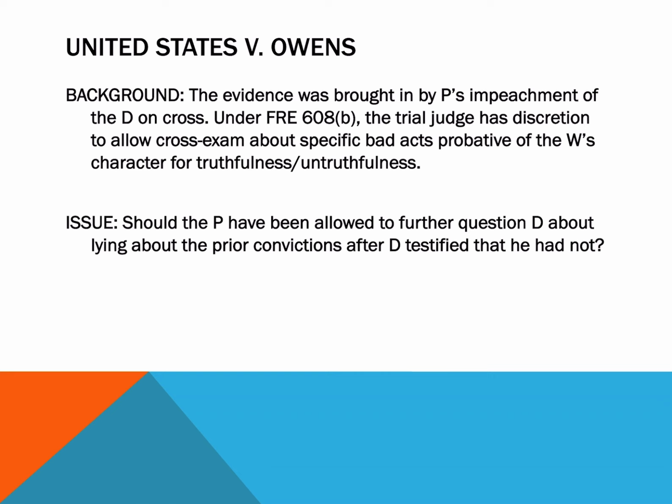So this evidence was brought in by the prosecution's impeachment of the defendant on cross. Under Rule 608(b), a trial judge has discretion to allow cross-examination about specific bad acts that are probative of a witness's character for truthfulness or untruthfulness. So the issue in the trial court was whether the prosecution should have been allowed to further question the defendant about lying about the prior convictions after he had initially testified that he had not lied.